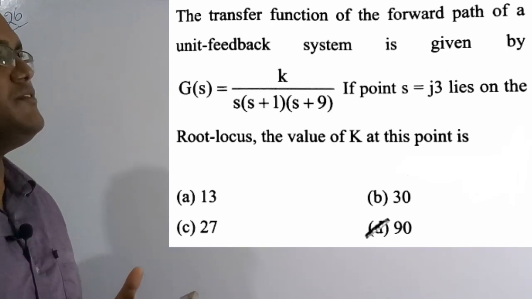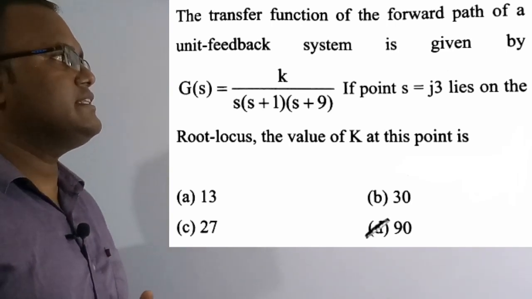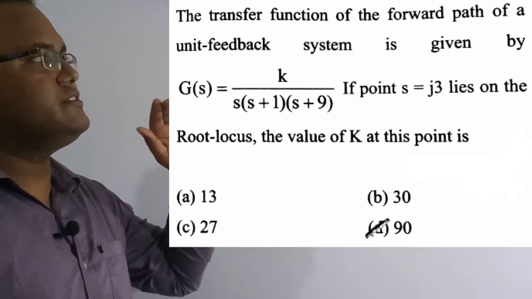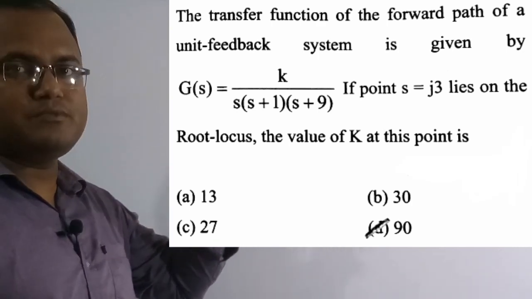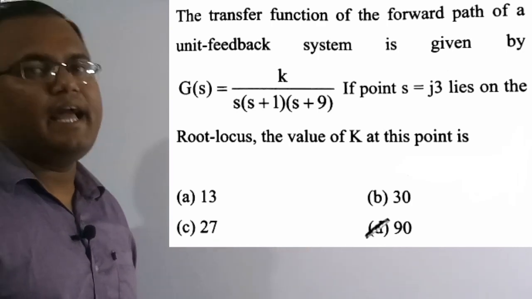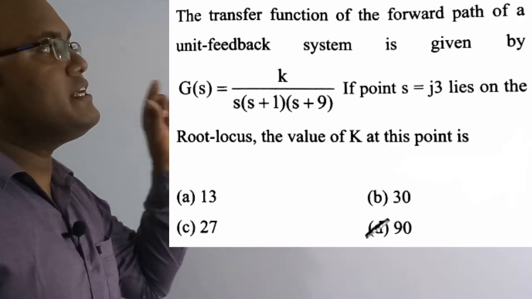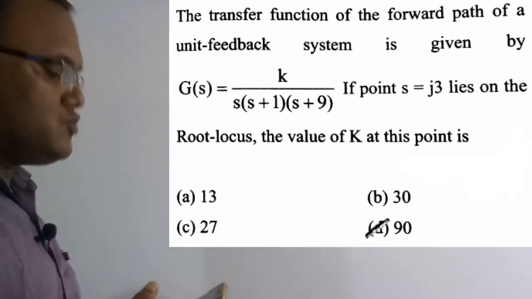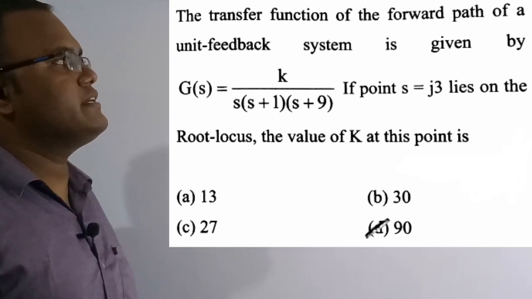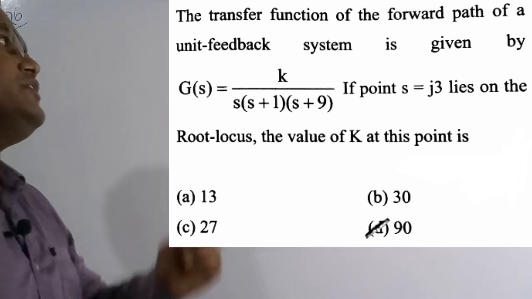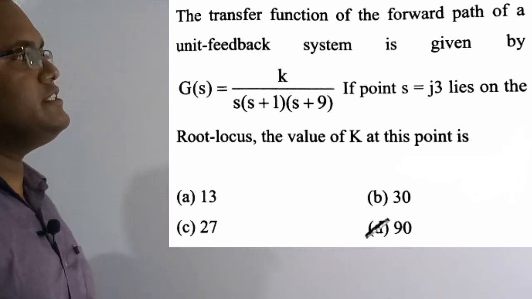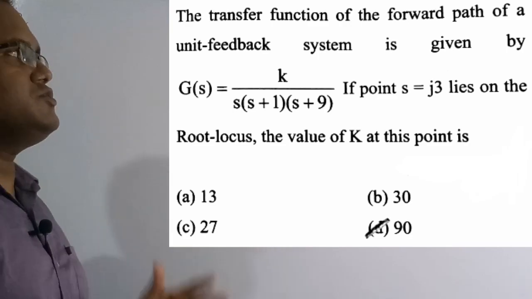So based on this, if you draw the root locus, then there is a particular point at s = j3. This point is going to lie on the root locus, and for this particular point we need to figure out the value of K. So out of the 4 options, option D, 90, for K equal to 90, we are going to get one root which is s = j3. So let's solve this numerical.